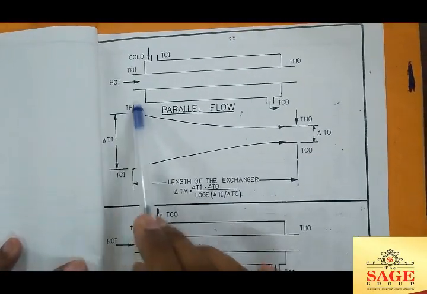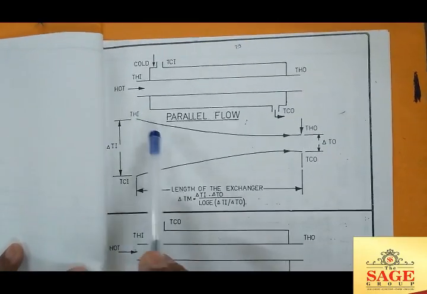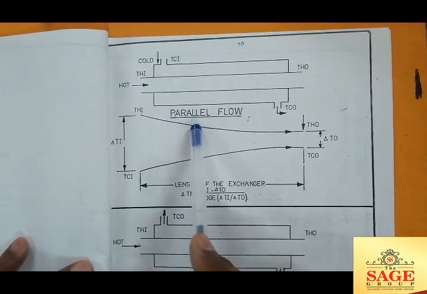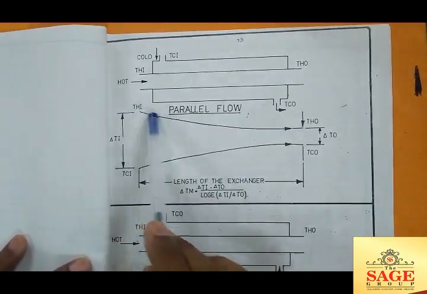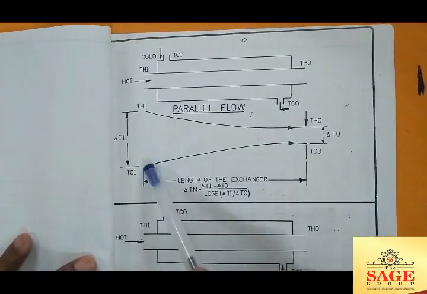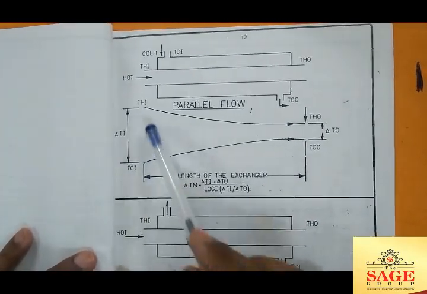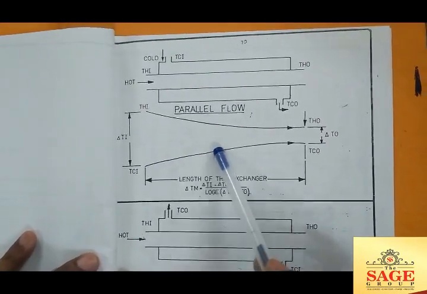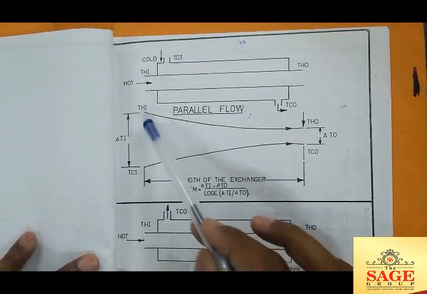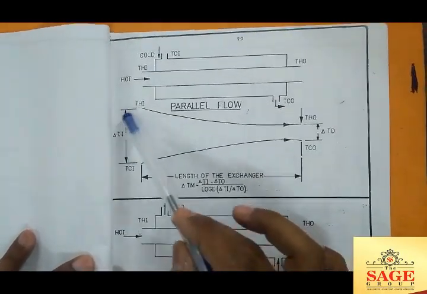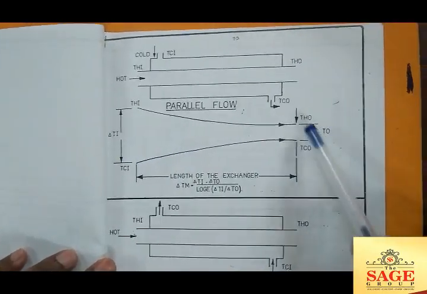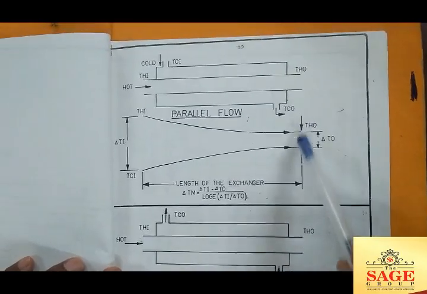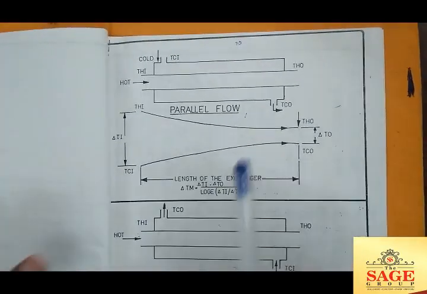Here THI is the inlet temperature of the hot water. As hot water passes along the length of the heat exchanger, its temperature gradually decreases. But the cold fluid takes heat from the hot fluid, so its temperature gradually increases from inlet to outlet. The thermal head at the inlet side is delta Ti and at the outlet side is delta To. So it is maximum at the inlet and minimum at the outlet side. This is for the parallel flow type of heat exchanger.